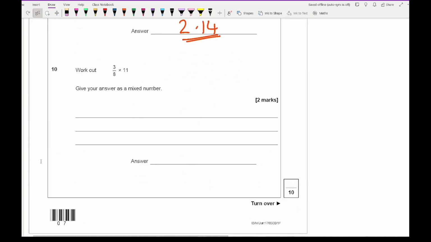Question 10, it says work out 3/8 of 11. Give your answer as a mixed number. This is going to be 33/8. What's that as a mixed number?